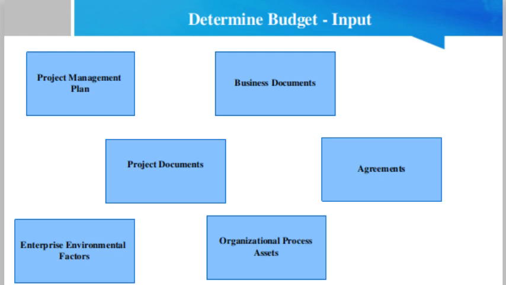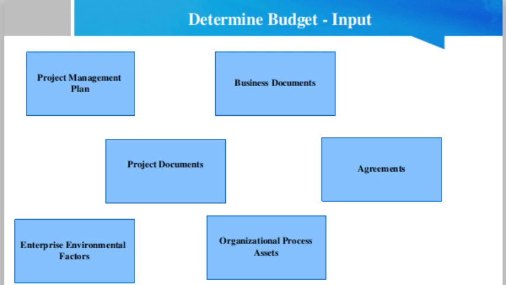Benefit management plan. The benefit management plan includes the target benefits such as the present value calculations. Then agreements. Applicable agreement information and costs relating to products, services or results that have been or will be purchased are included when determining the budget. Enterprise environmental factors.